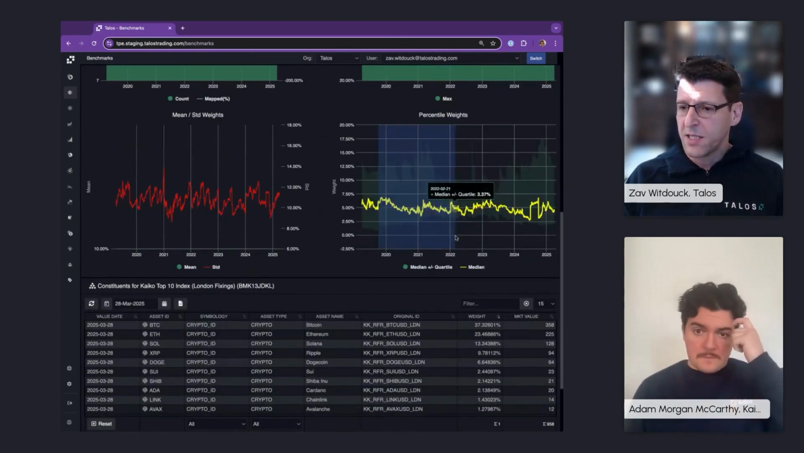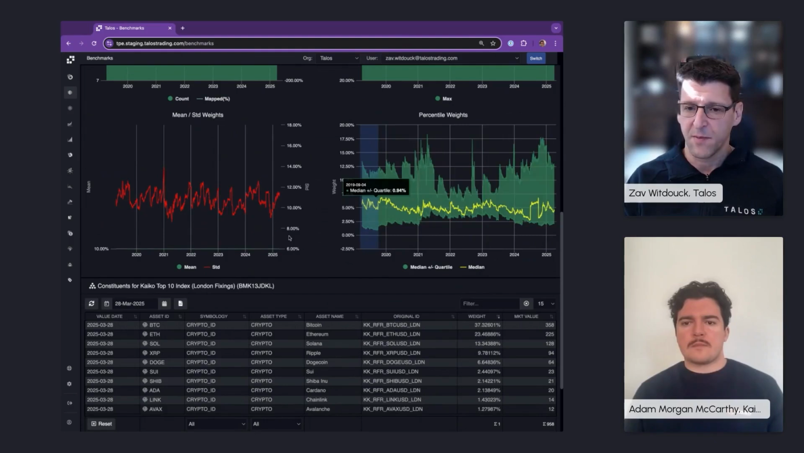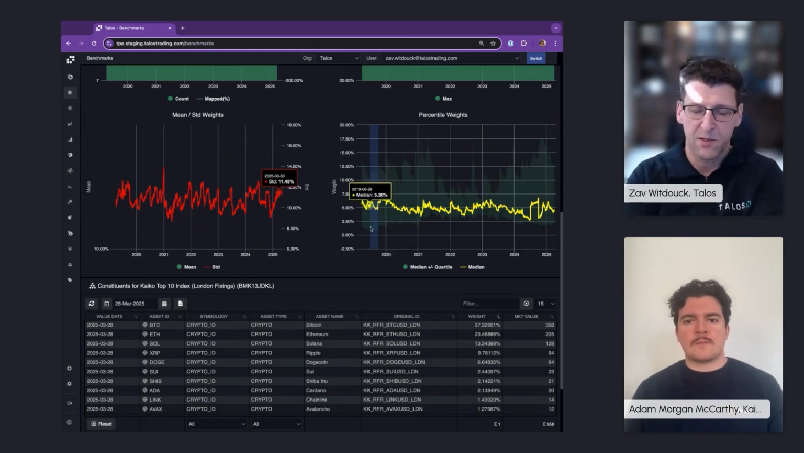And interesting here, looking at the median weight, it's around 5% fairly consistently, and then we can see the standard deviation of those weights also being pretty consistent between 10 and 12%. So it looks like a pretty diversified index by design.